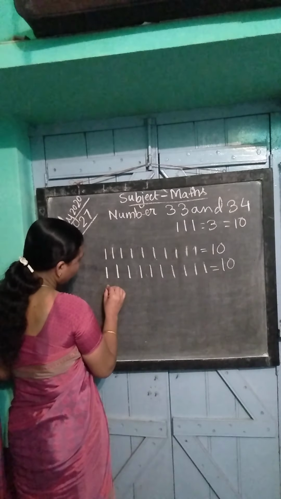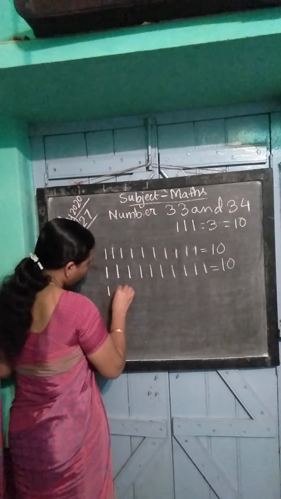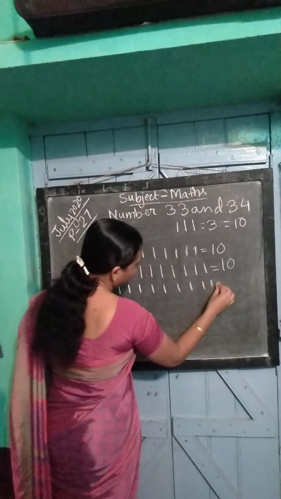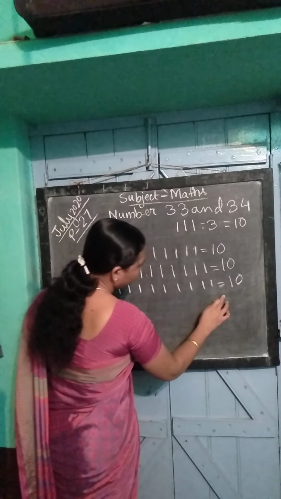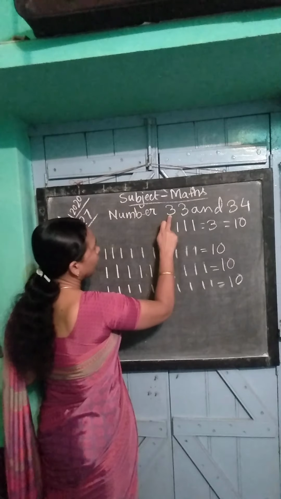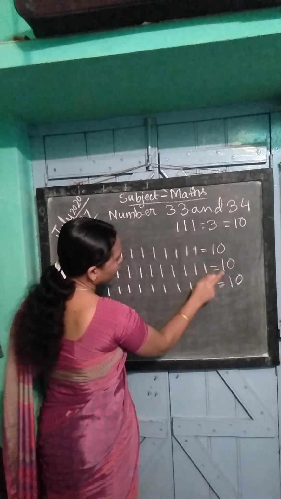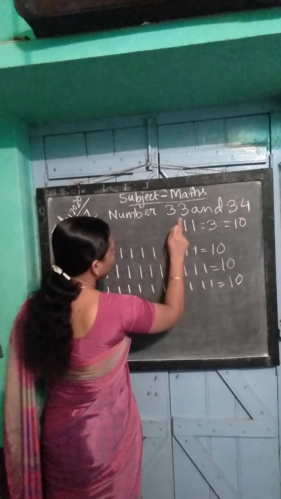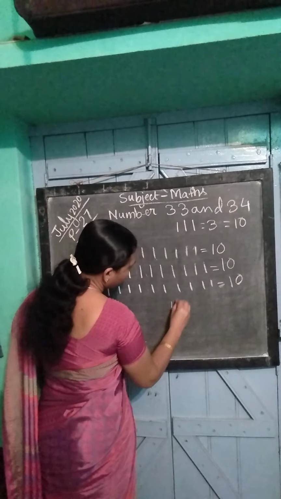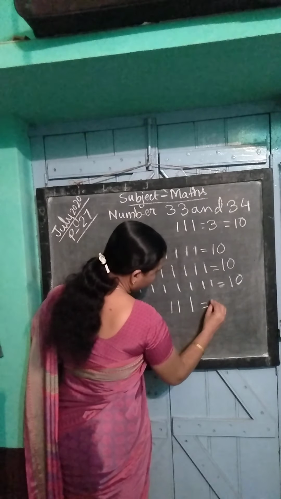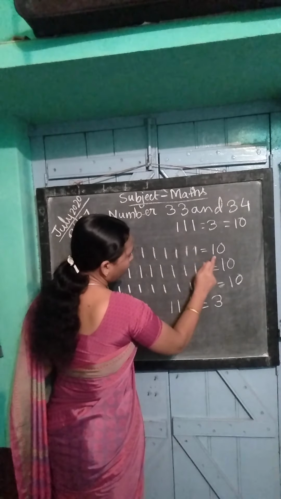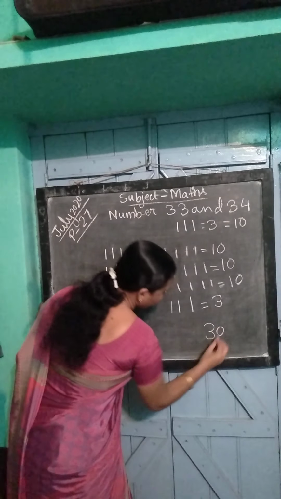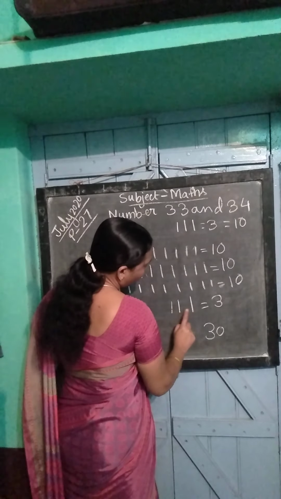Again I have to line. 1, 2, 3, 4, 5, 6, 7, 8, 9, 10. Then 10. Now 30 means 3 tens. 3 it will come. Then 3. Then 1, 2, 3. Then 3. Then here 1, 2, 3. Then 3. Then 1, 2, 3.